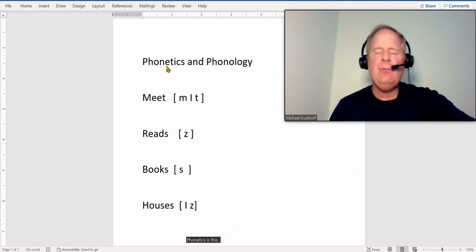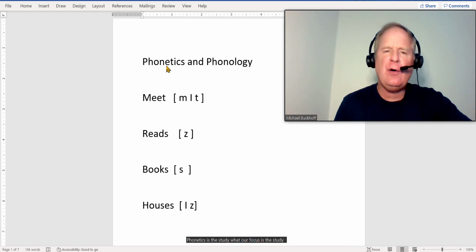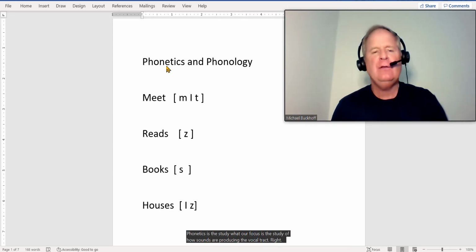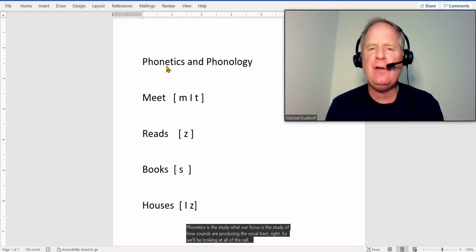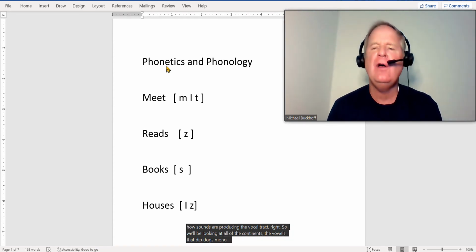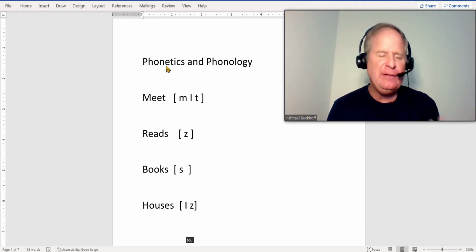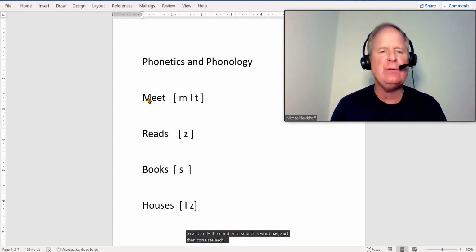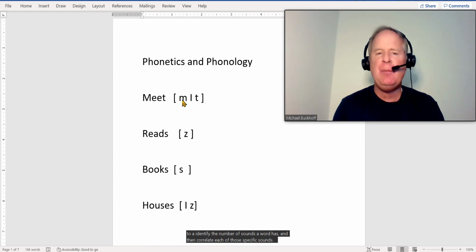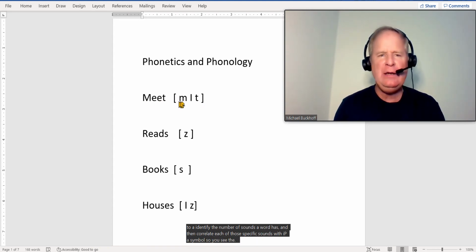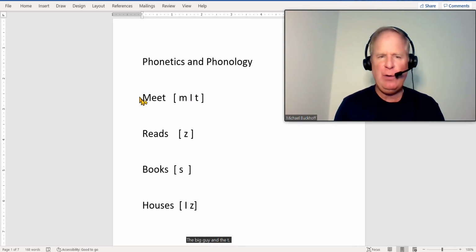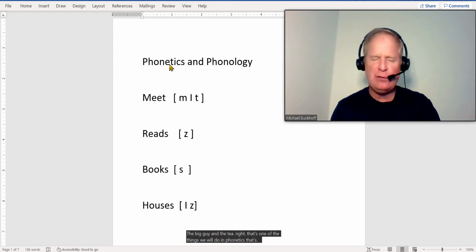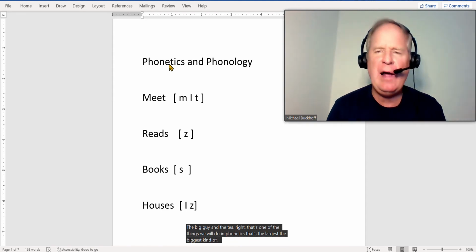Phonetics is the study of how sounds are produced in the vocal tract, right? So we'll be looking at all of the consonants, the vowels, the diphthongs, monophthongs, all of those sounds in the English language, and we will learn how to identify the number of sounds a word has, and then correlate each of those specific sounds with IPA symbols. So you see the word meat, it is transcribed as the M, the big I, and the T, right? That's one of the things we will do in phonetics. That's the biggest kind of focus we'll have in phonetics.